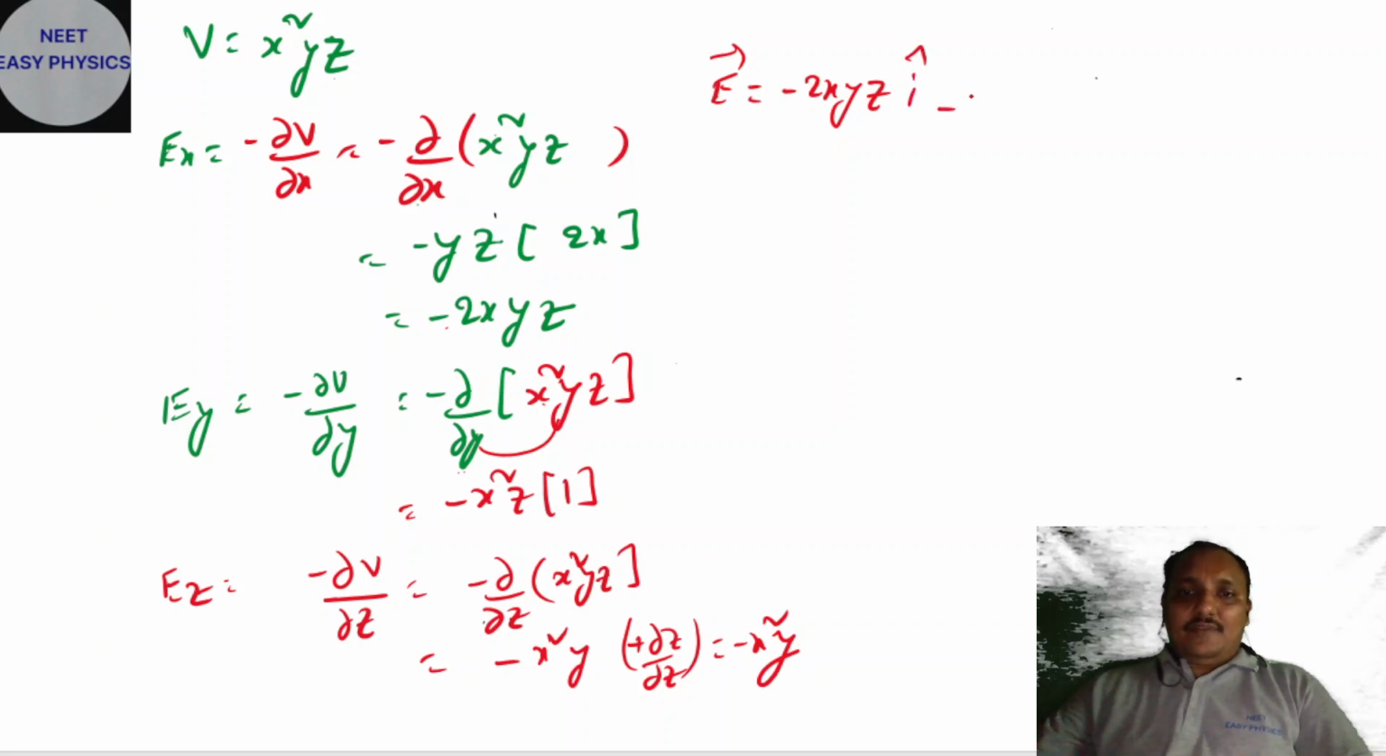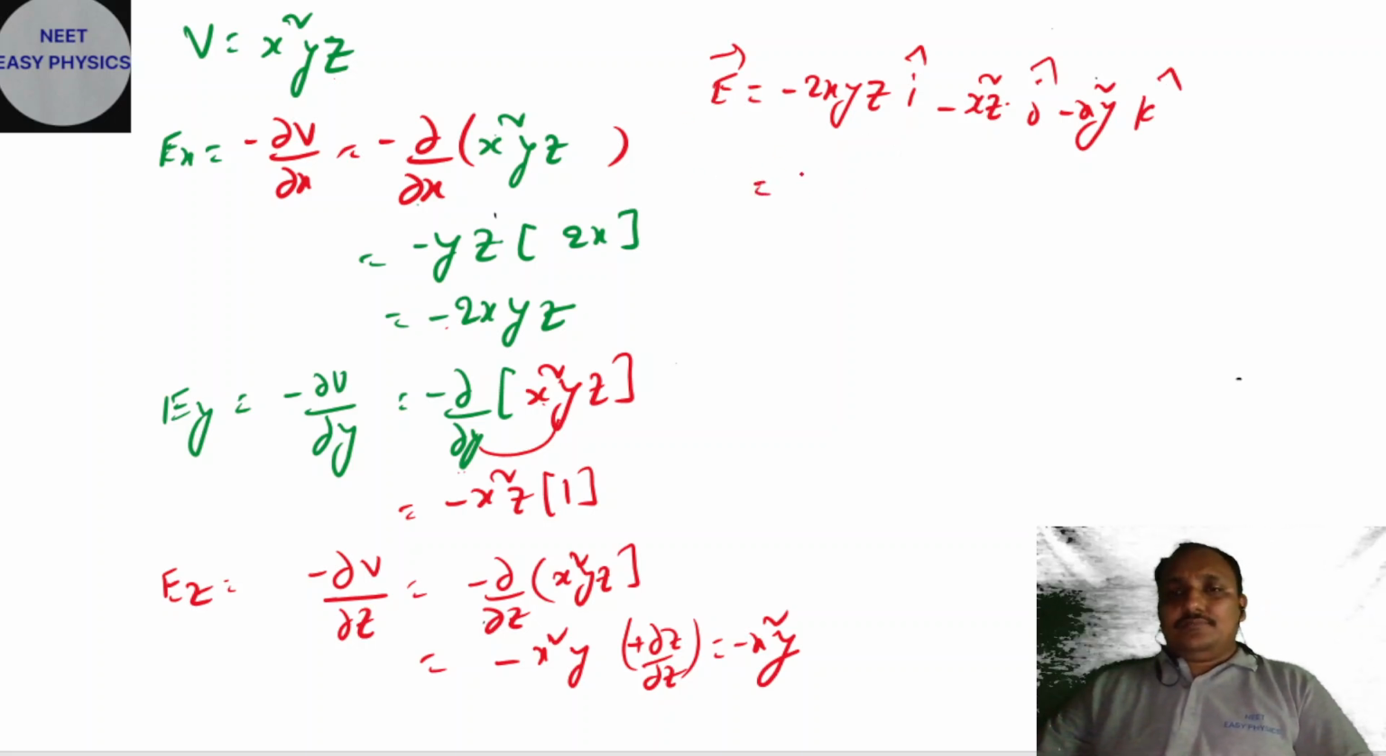...i cap, Ey is minus x square z j cap, minus x square y k cap. So in this, I am not visible, maybe the power is gone now, but you can do the problem, it will be visible for you. Therefore, try to continue without wasting your and my time.